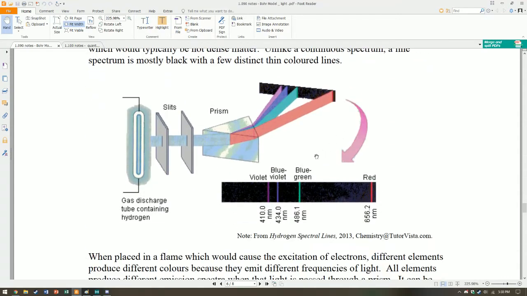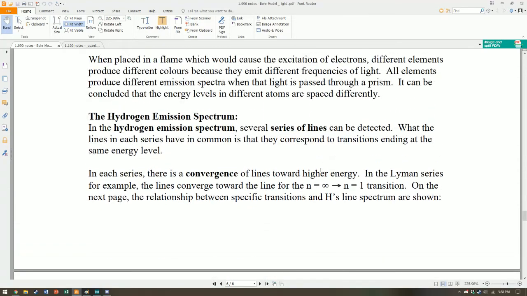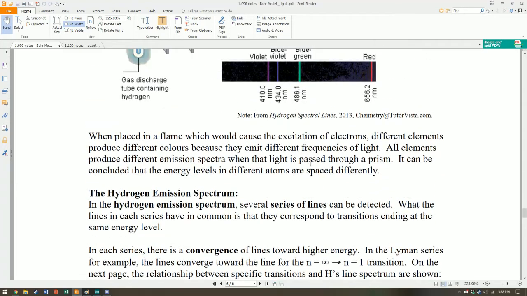What we can see here is that the screen is mostly black, but we can clearly see bands that are red, blue, green, blue, violet, and these correspond to different electronic transitions, or different energy gaps between the energy levels. In topic 12, I believe, you actually do calculations with this, but for now, you just need to understand the concept behind it.